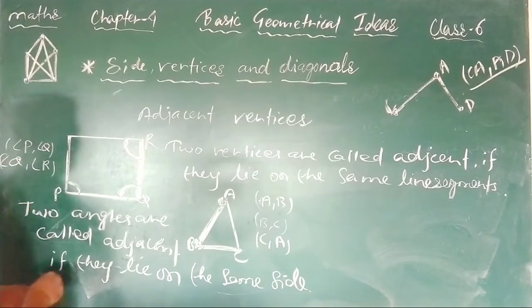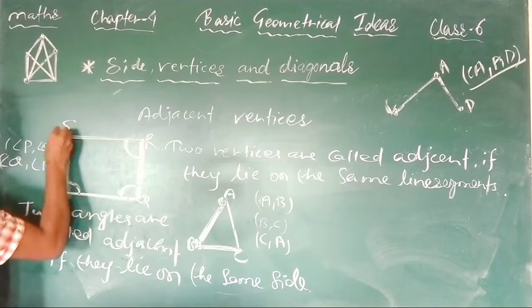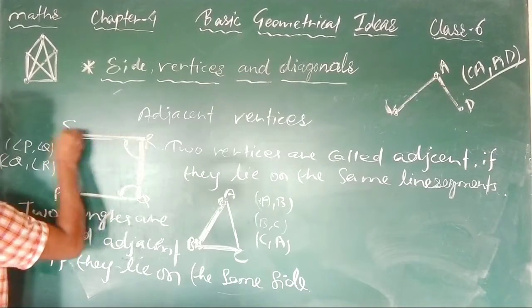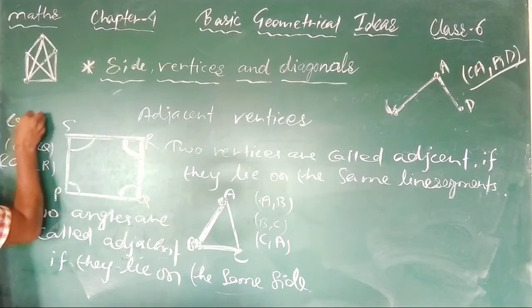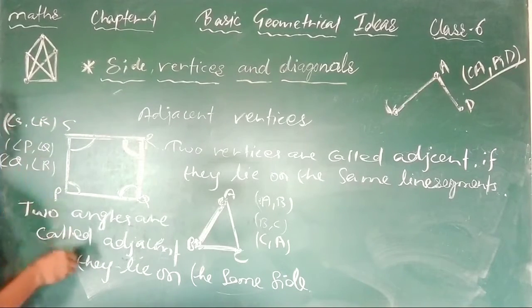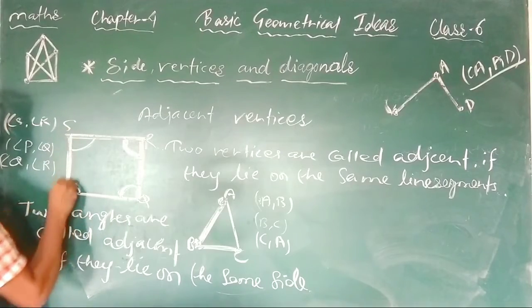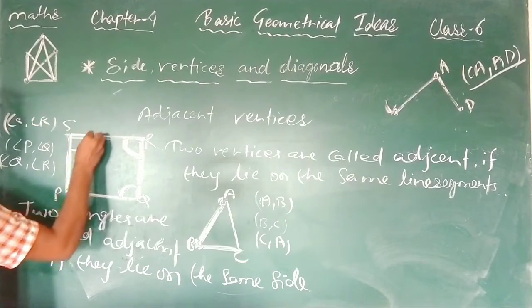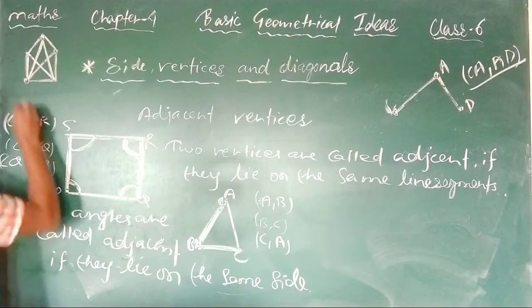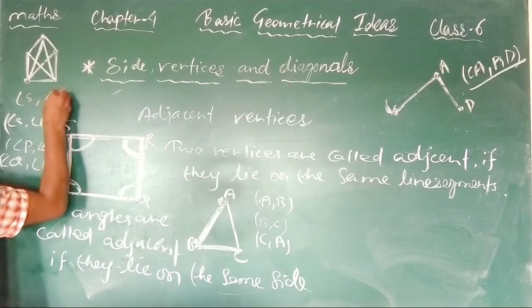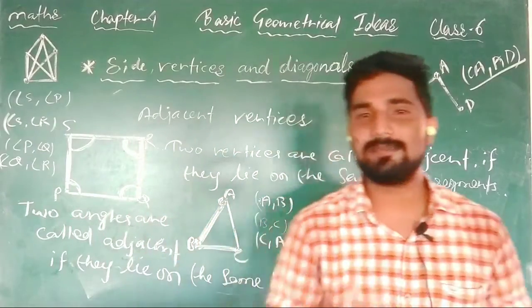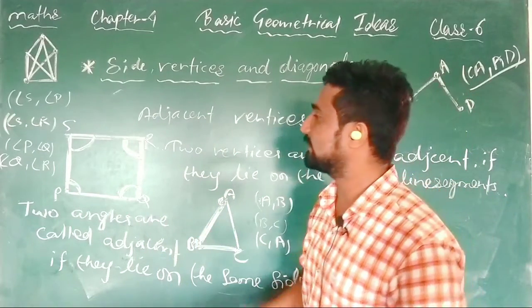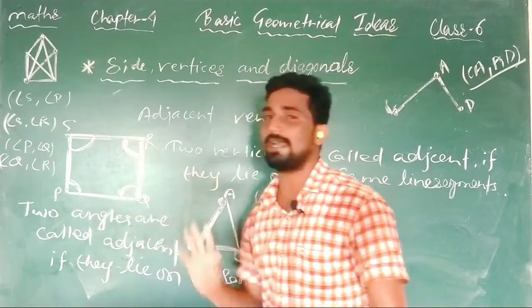Adjacent angles. Thereafter you see on this line SR or RS, there are two angles, this angle and this angle. So angle S and angle R will also be adjacent angles. And at the last, again you take this point on SP, angle S and angle P. So angle S and angle P will also be adjacent. So any two angles which lie on the same side are called adjacent angles.